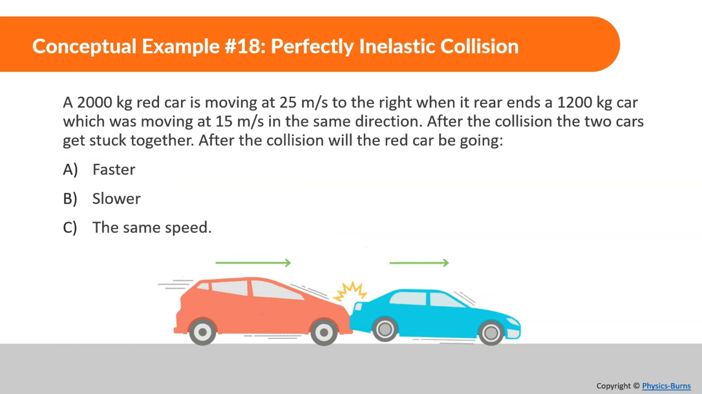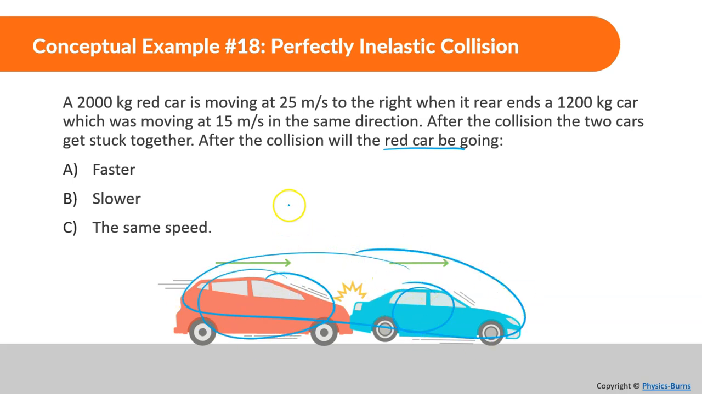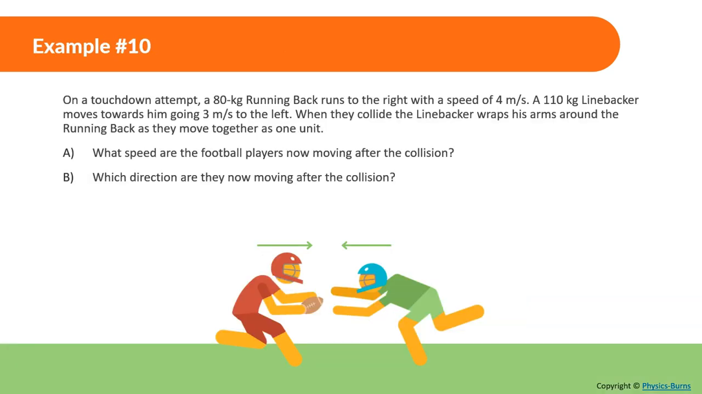Okay, moving on. A 2,000 kilogram car is moving 25 meters per second to the right when it rear-ends a 1,200 kilogram car, which is moving 15 meters per second in the same direction. After the collision, the two cars get stuck together. After the collision, will the red car be going A, faster, B, slower, C, the same speed? Similar thing, but we should know when this red car hits this car and they start moving together, it is going to go slower than 25 meters per second, faster than 15, but slower than 25. So B, slower.